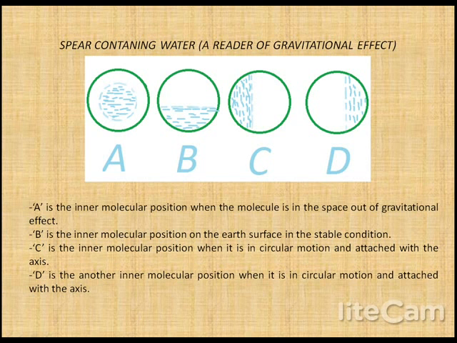B is the inner molecular position on the earth surface in the stable condition. C is the inner molecular position when it is in circular motion and attached with the axis. D is another inner molecular position when it is in circular motion and attached with the axis.